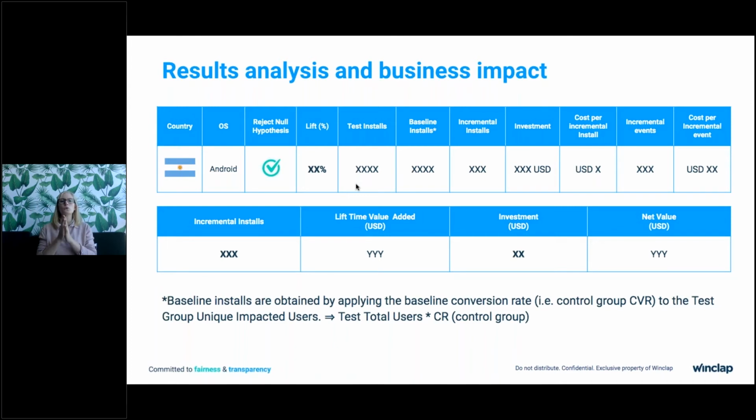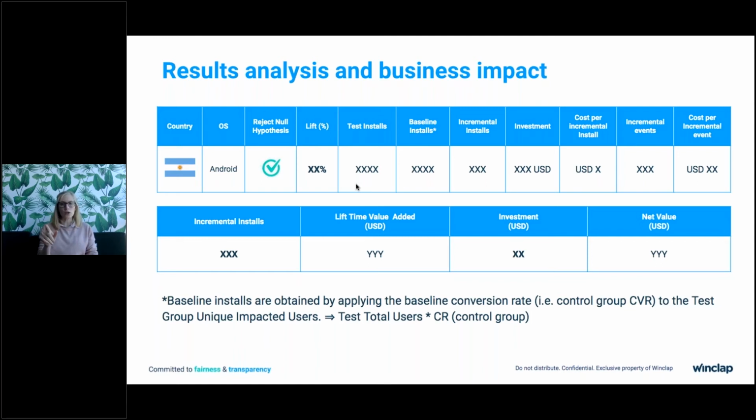And when you take the baseline installs off the test installs, you just keep the incremental installs, okay? Working with that number is going to give you the number you're looking for. And also there you have the investment. You only have to look at the investment on the treatment campaign. Like the control campaign, that investment is not going to be added here, okay?